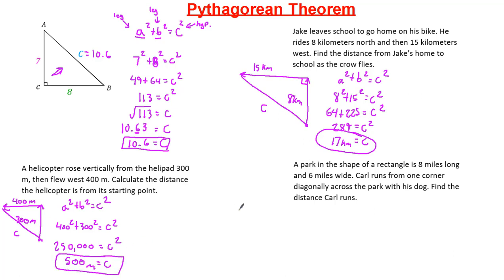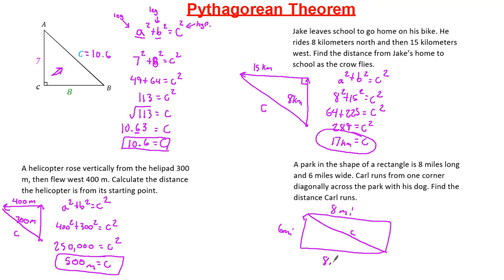That's 500 meters. A park in the shape of a rectangle is 8 miles long and 6 miles wide. So it's in the shape of a rectangle, so I'm just going to draw a rectangle here. So it's going to be 8 miles long and then 6 miles wide. Carl runs from one corner diagonal across the park with his dog. Find the distance Carl runs. So this is going to be our diagonal. So this is what we're trying to find.